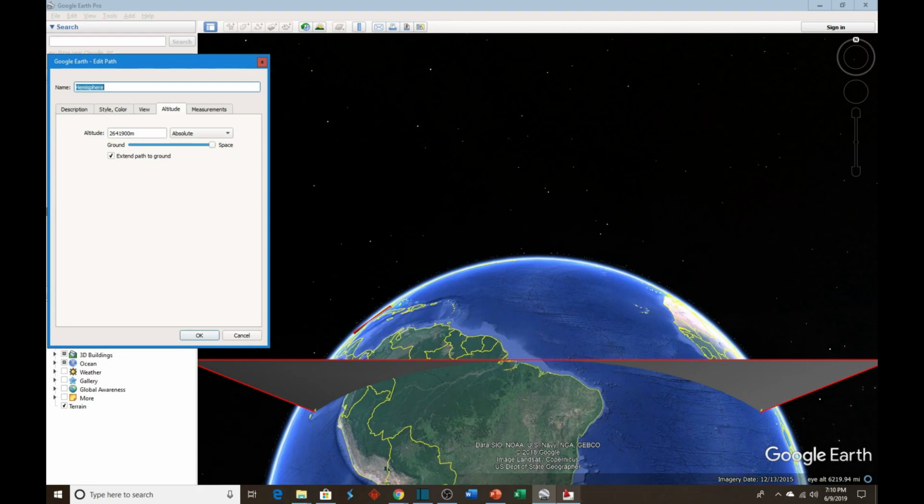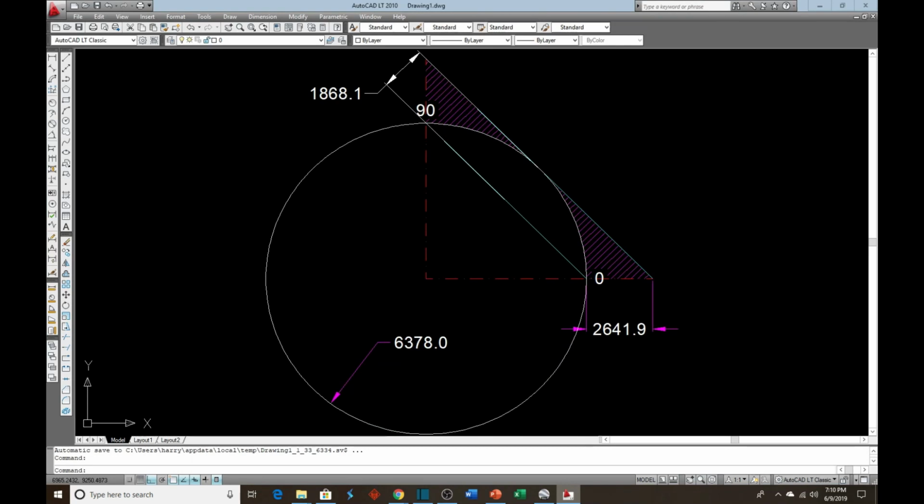Where would that number come from? Well, I thought I would make a little drawing here on AutoCAD. And the circle you see has a radius of 6,378 kilometers. That's the radius. I've drawn a 0-degree line for the prime meridian, a 90-degree line vertically there. And you can see on the right-hand side, 2,641,900 meters. That is that elevation to a line that is tangent to the surface of the earth.